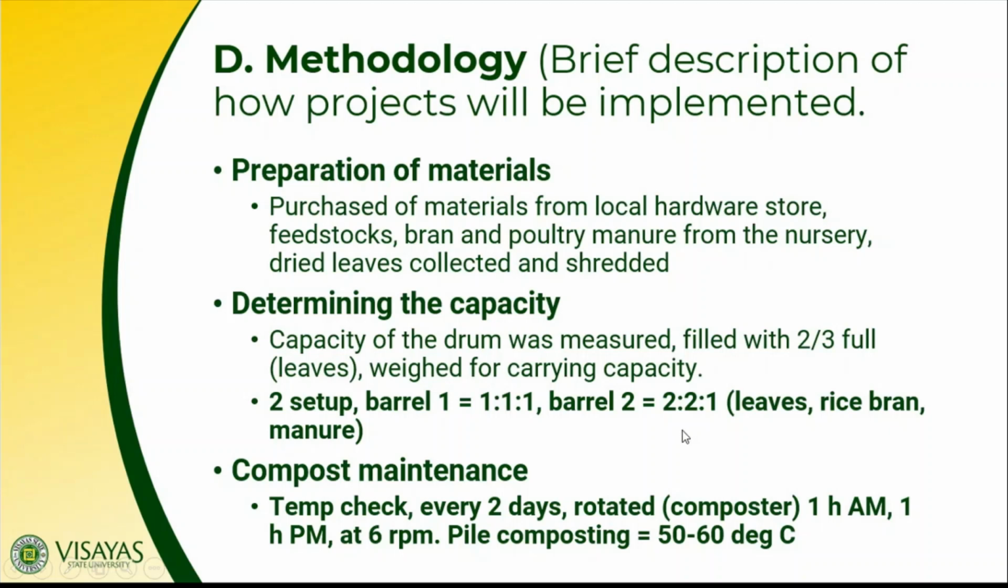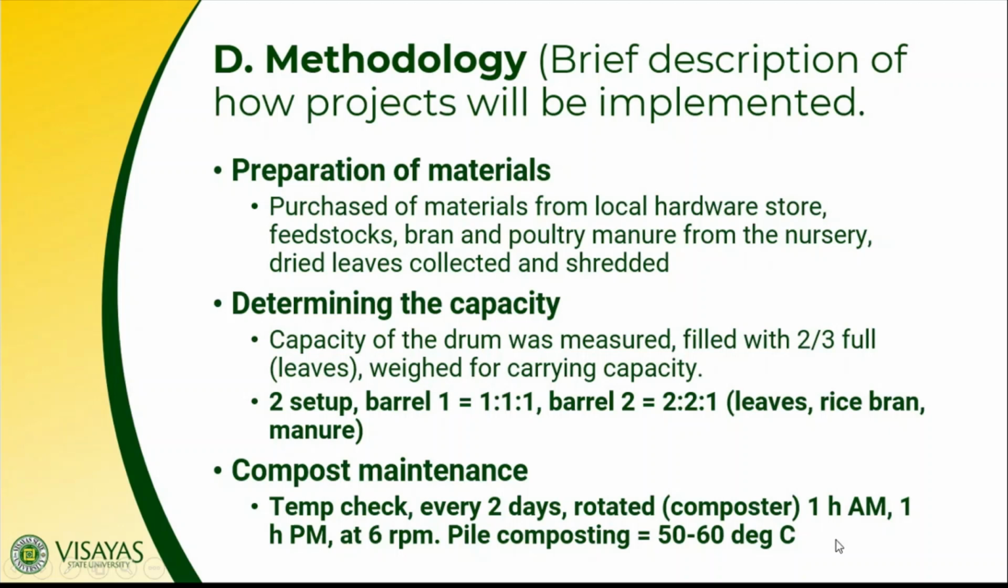Okay, another section in the methodology is compost maintenance. Temperature check was done every 2 days. The composter was rotated 1 hour in the morning and 1 hour in the afternoon at 6 revolutions per minute. The pile composting was also maintained. It was set at the range of 50 to 60 degrees Celsius.